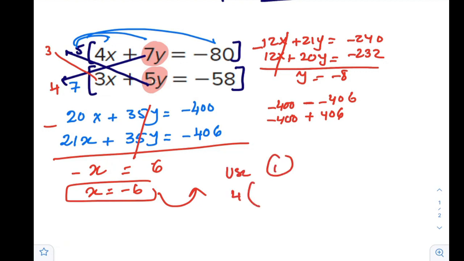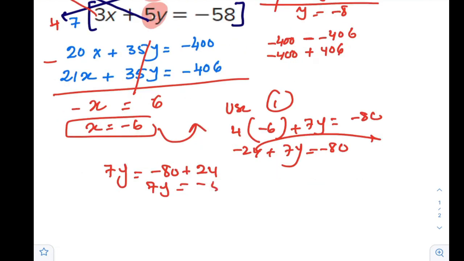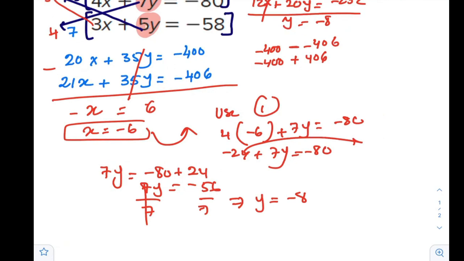4 times x, I replace it by negative 6, plus 7 times y equals negative 80. Negative 24 plus 7y equals negative 80. Take this there. So 7y is negative 80 plus 24, which is negative 56. And when you divide by 7, then y is negative 8, as we have expected here.